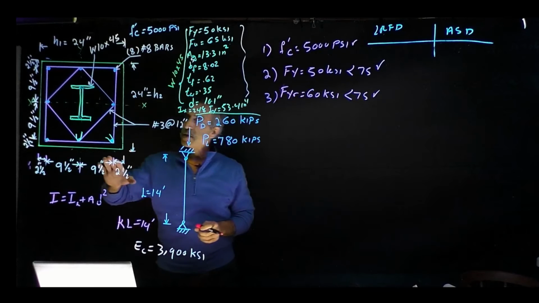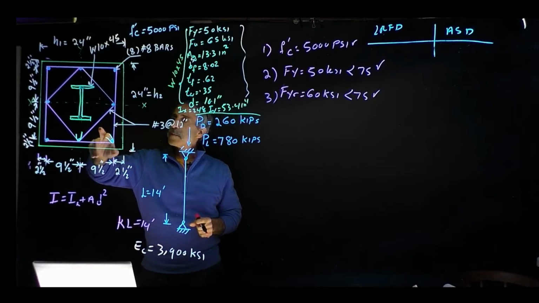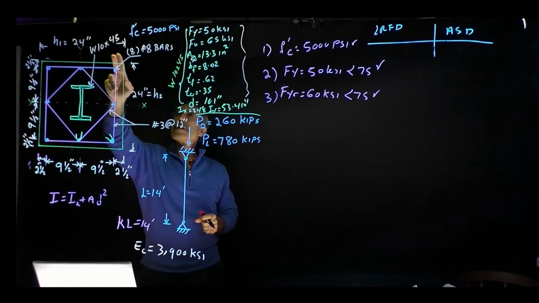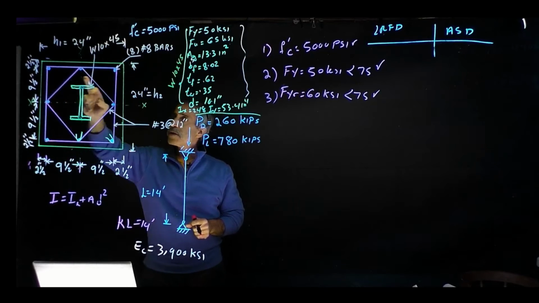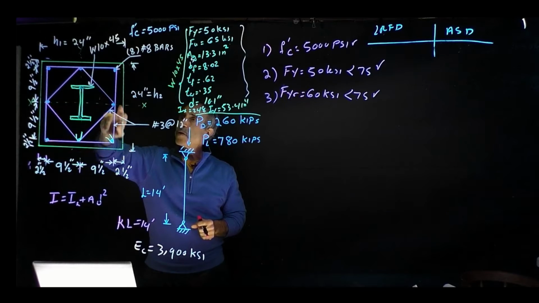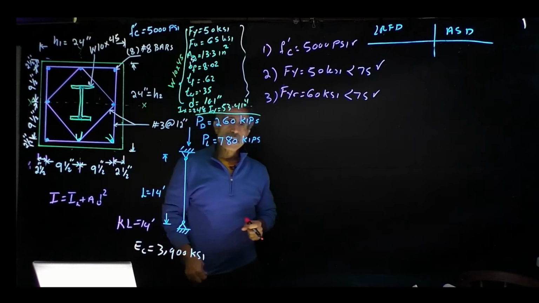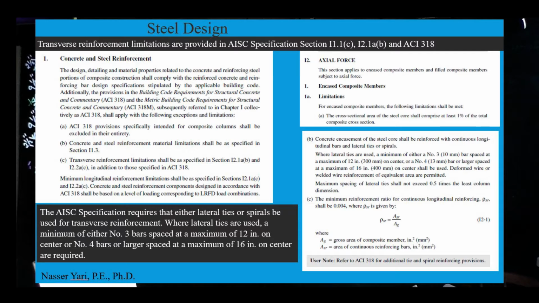The next thing we're going to look at is the transverse rebar. These are the transverse rebar right here, number 3 at 12-inch spacing. We have one going around the inner rebar, and the other one going out, tying the outside rebar. Let's look at what the spec says about that. On the board, the spec says transverse reinforcement limitations are provided in AISC specification sections I1.C and I2.1B, and also ACI 318, which basically require that lateral ties or spiral be used for transverse reinforcement.